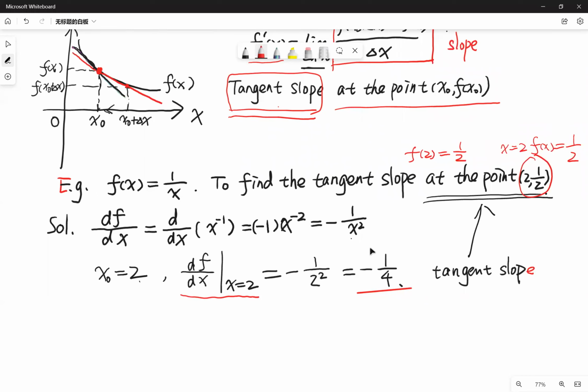Okay. This is 2 here and 1/2 here. And suppose the function is like this. How can we get the tangent? It's like this.